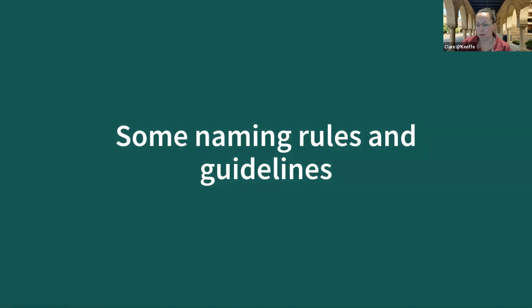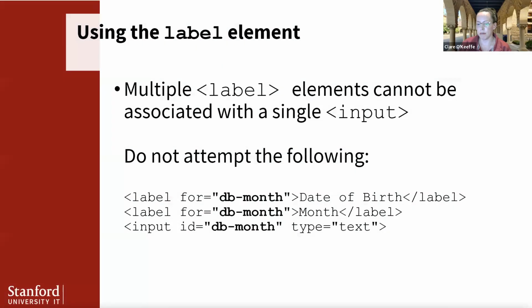So let's go over some naming rules and guidelines. We don't want to necessarily have that kind of conflict going on all the time, but sometimes it's necessary to override the visible label with something more descriptive, or you may need to pull from multiple areas to label something. So let's talk about methods of labeling and best practices. If you have an input and you're trying to label it with multiple sources, like in this example, we've got a text input, and I want to indicate that this text input is for the date of birth and the month you were born.